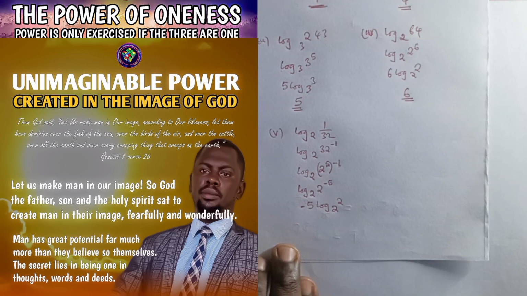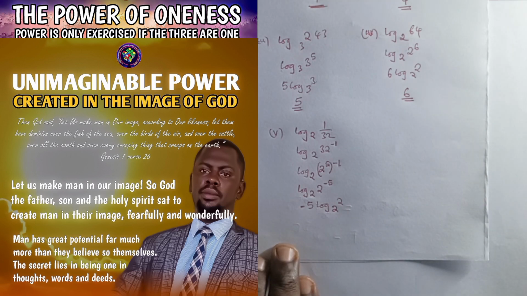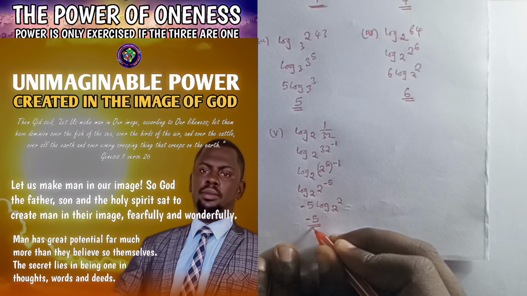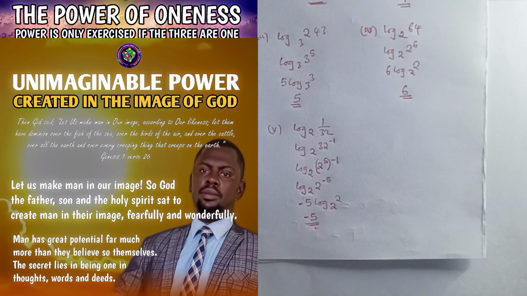And again, we know that log of 2 base 2, this is just equal to 1, since the log and the base are equal. Okay, so log of 2 base 2, this is 1. And 1 multiplied by negative 5, you get negative 5. So this is how you go about it.